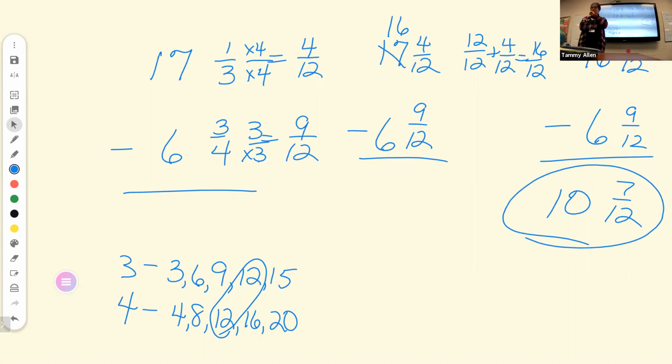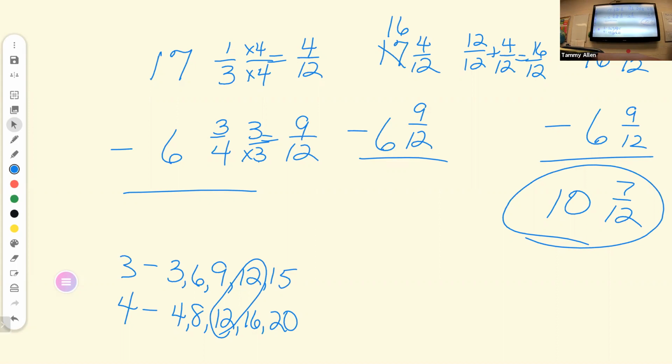What questions do you have for me? Are you good with it? Yeah. Okay, the steps are just like what we've been doing. We're just combining them all together. Will you always have to borrow? No, you will not. Okay?